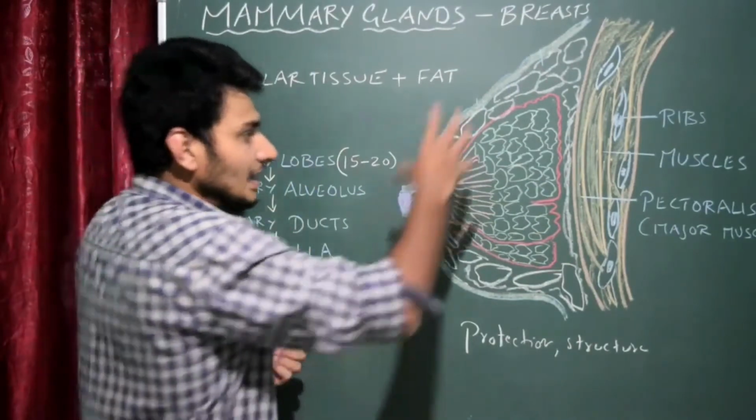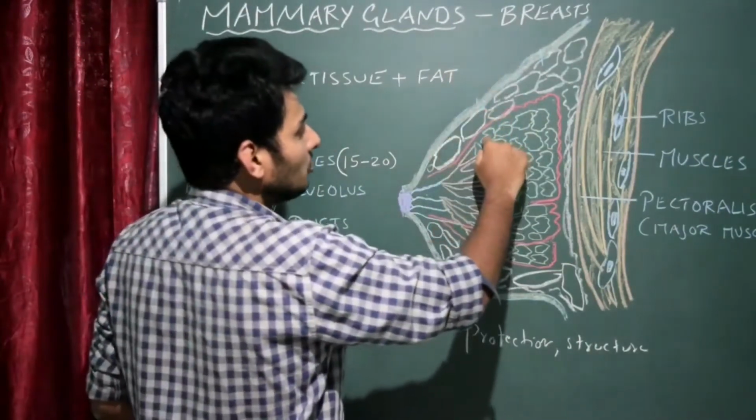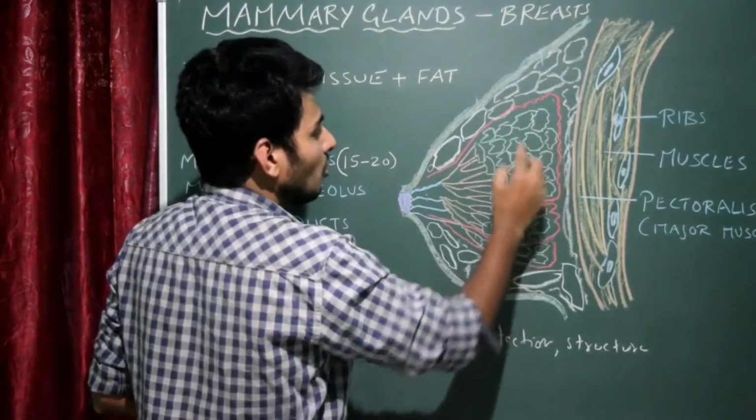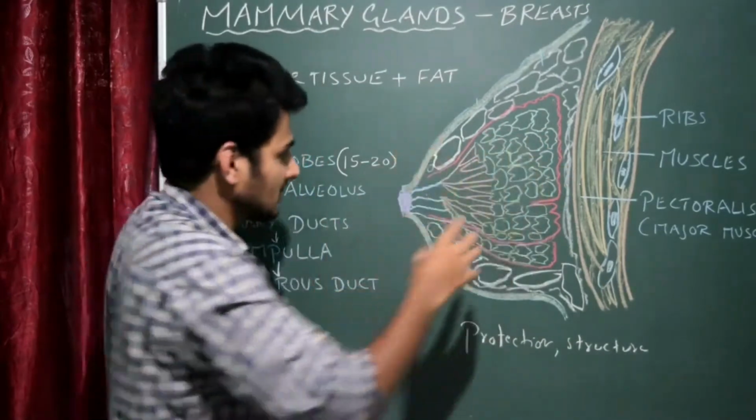Got it? Inside each lobe, what you see, I have used green color, small circles, some kind of asymmetrical circles.